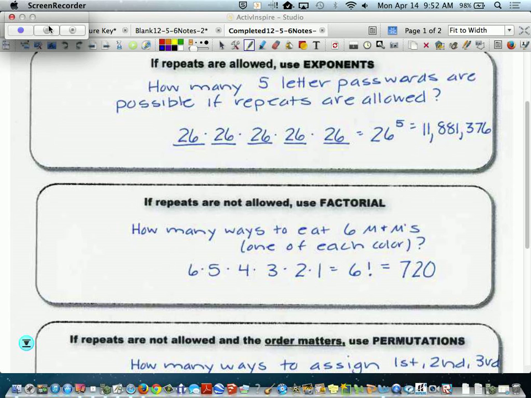So for 12.5, 12.6, you have some boxes to write some vocabulary in. So get these first two written down. If repeats are allowed, use exponents. Just a simple way to speed up the work.